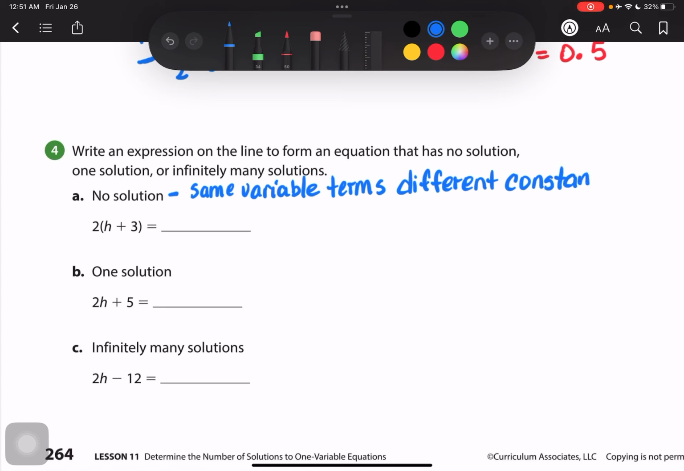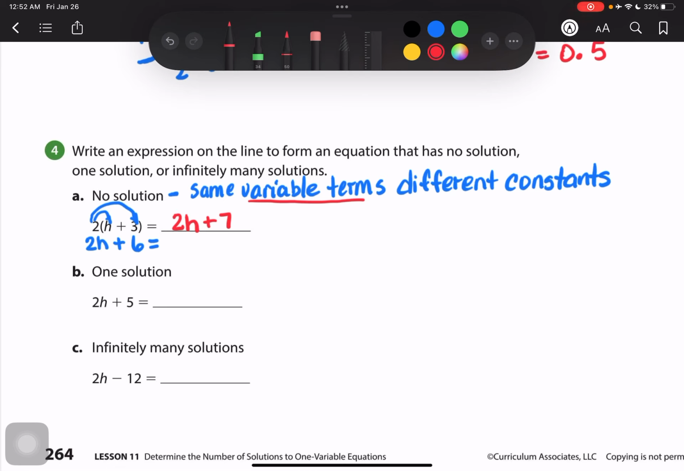So when you apply the distributive property here, 2 times h is 2h, plus 2 times 3 is 6. So I want the same variable term. So that means for the same variable term, I would have 2h and a different constant. I'm going to put a 7 in that blank. All right. So 2h plus 6 will equal 2h plus 7. You can have 2h plus 8, 2h plus 9, 2h plus negative 1, 2h plus 5. As long as you don't have 2h plus 6, you are correct.